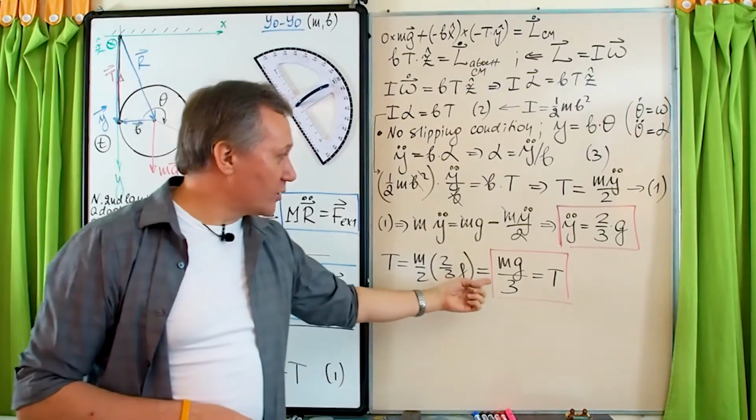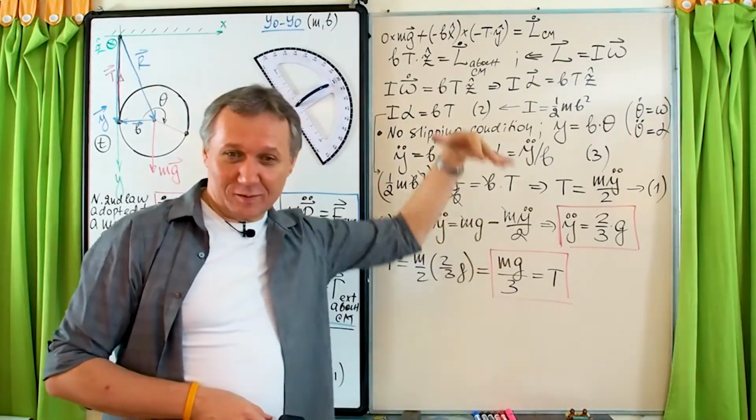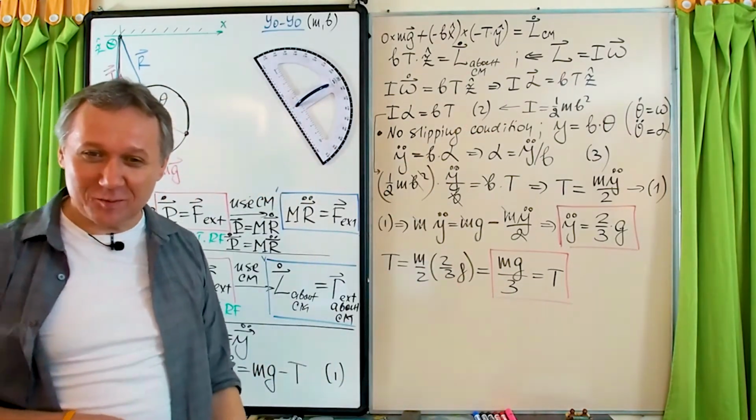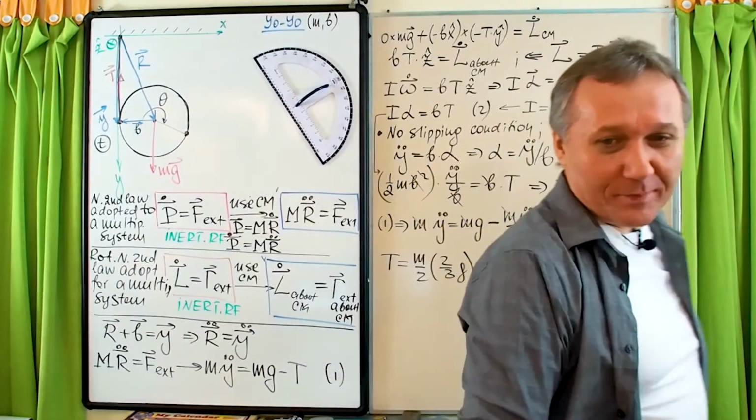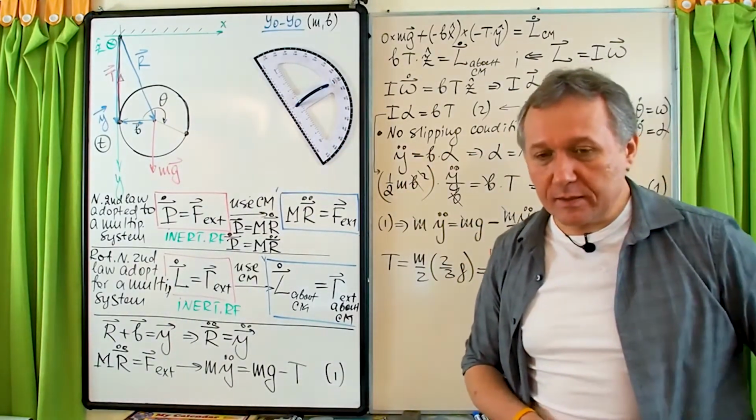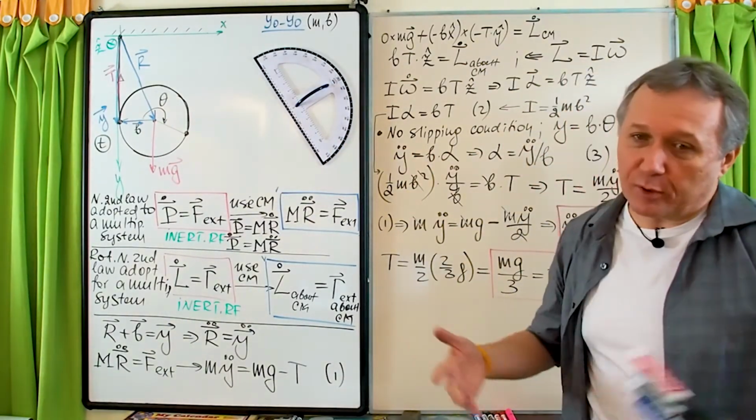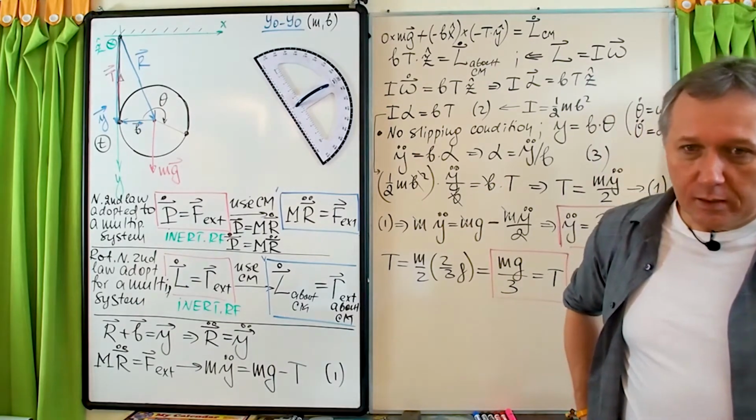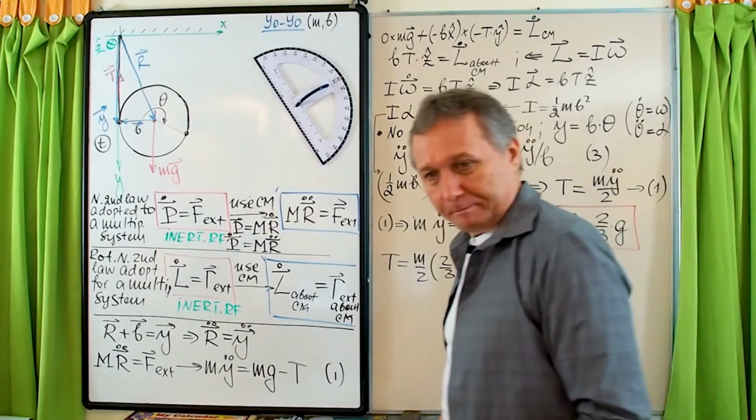And of course, mg is stronger than tension, right? So that's why it's accelerating downward. Okay, so that's the simple example. Right. Okay, maybe not so simple, but not ridiculously complicated.